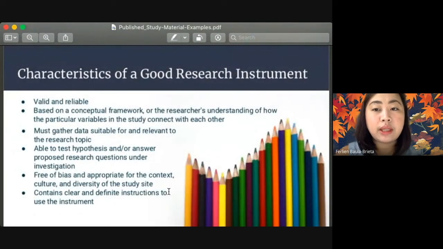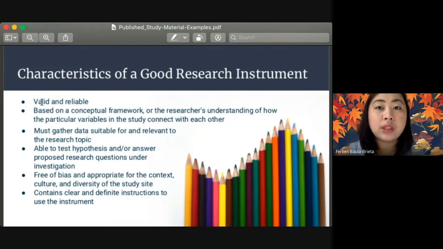Before you identify what type of research instrument you are going to apply in your research, let us get to know first the characteristics of a good research instrument. The first characteristic is that it must be valid and reliable. So how would we ensure that the research instrument we are going to use in our research is valid? There are experts that can validate our questionnaires and help us establish its reliability too.